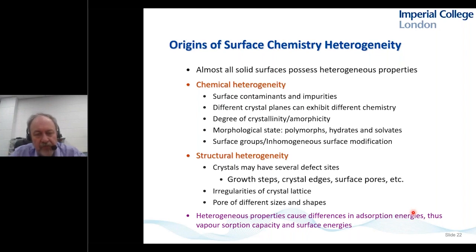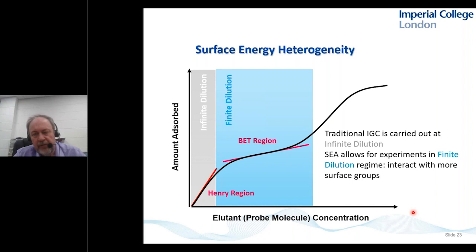There are surface groups. There's sometimes different variations in the extent of modification. There are defect sites, edges, surface pores, crystal steps. There are irregularities in the lattice. There are pore sizes. There's a really large range of crystalline and amorphous properties, defects, and changes that can affect why my material is not homogeneous. So in my eyes, if I've got a crystalline material, or indeed an amorphous material, the chances are it's going to be to some extent heterogeneous. The question is how much? So I just want to take you back to how we're going to do the IGC experiments coming up in a moment.